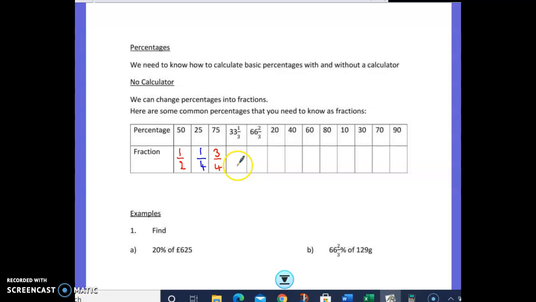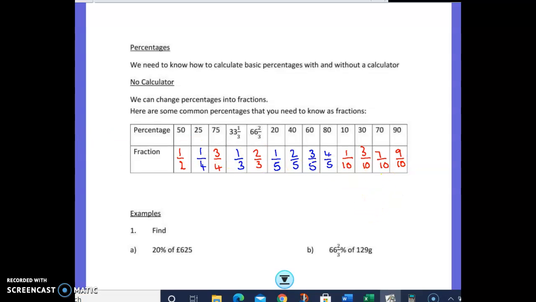A couple you might not know. 33 and a third percent goes into 100 exactly 3 times, so that will be 1/3. 66 and 2/3 percent is 2/3. 20%: 20 goes into 100 5 times, so it would be 1/5. 40% is double that. 60% is 3 times. 80% is 4 times. 10%: 10 goes into 100 10 times, so it's a tenth. 30% is 3 lots of that. 70% is 7 tenths. 90%, 9 tenths.